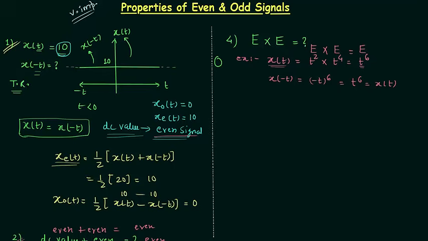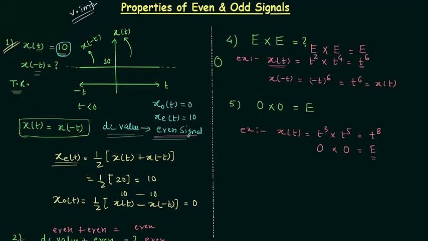So in property number 4, when we multiply two even signals, the result is also going to be an even signal. In the fifth property, we will multiply two odd signals. When we multiply two odd signals, the result is going to be an even signal. Let's try to understand this with the help of one example. Signal x(t) is equal to t raised to power 3 multiplied with t raised to power 5, and this is equal to t raised to power 8. T raised to power 8 is an even signal because we have an even power. T raised to power 3 is an odd signal because we have an odd power, t raised to power 5 is also an odd signal, and multiplication of two odd signals will give us an even signal.